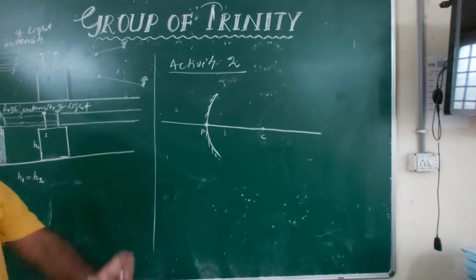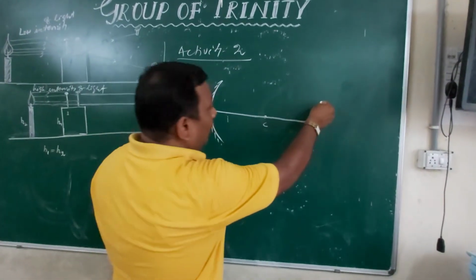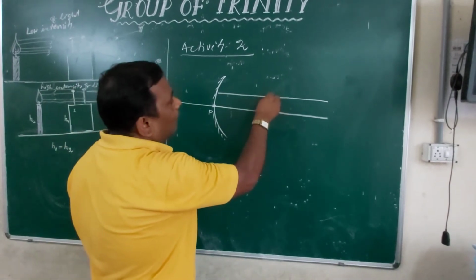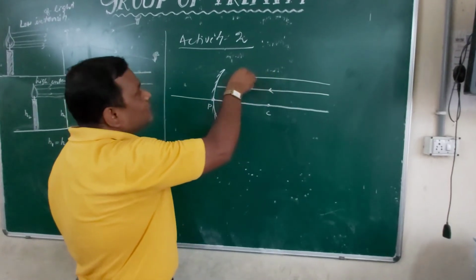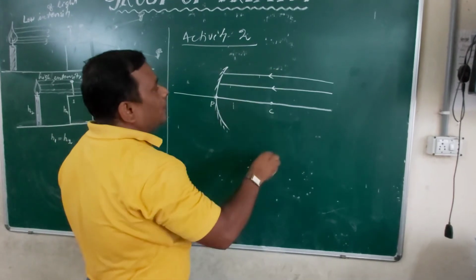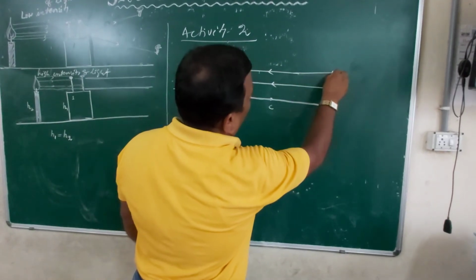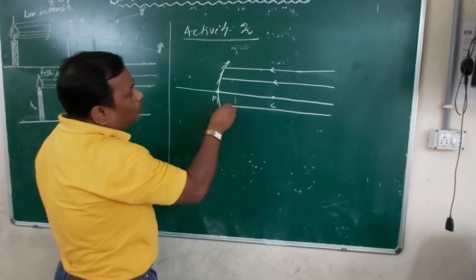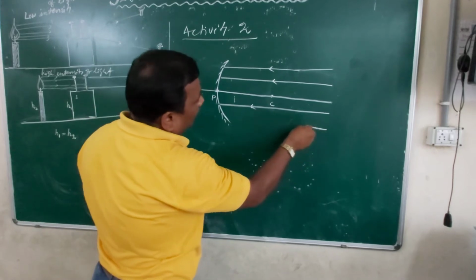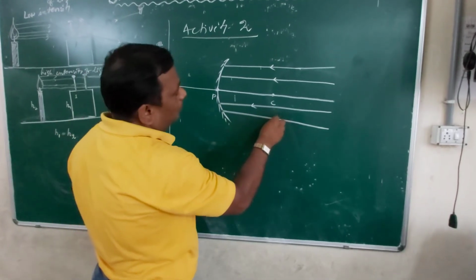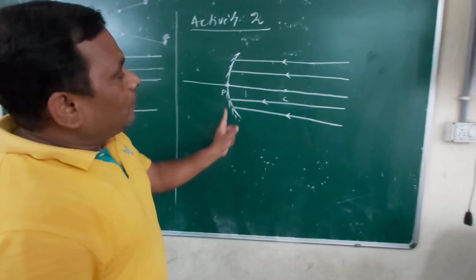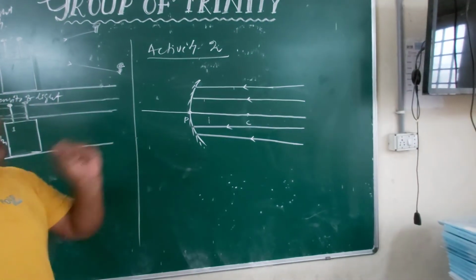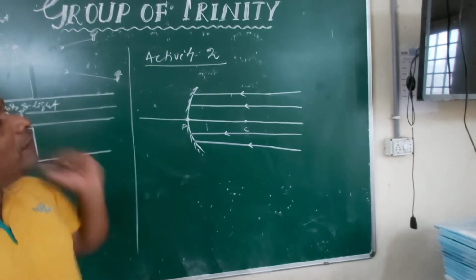Then the line which passes through the pole and the center of curvature is called the principal axis, right? And just see here, when the light rays come from infinity and fall on the reflecting surface of the concave mirror, how do you calculate the direction of the reflected light ray? Very clearly I am teaching you in activity 2.